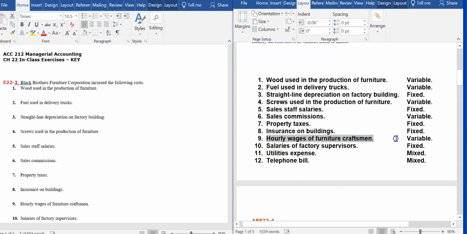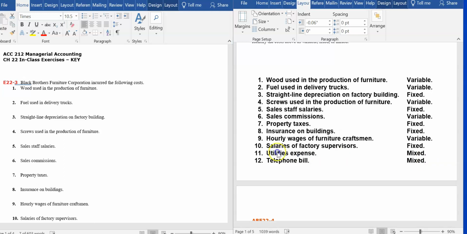Hourly wages of furniture craftsmen. Hourly wages are variable. The more produced, the more the wages go up. It is a variable cost. Salaries of factory supervisors. Supervisors' salaries are the same regardless of how much they work. They are a fixed cost. They do not change as the level of activity changes.